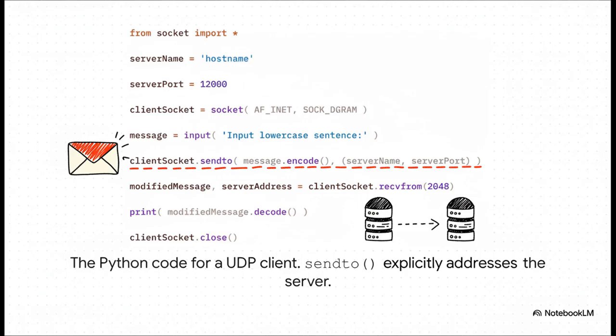Now, if we look at the actual Python code, you can see just how simple this is. The one line that does all the heavy lifting, the key moment, is right here. clientSocket.sendto, this is it. This is the exact moment our app drops that postcard in the mail. See how we pass in our message, and then we have to explicitly tell it the server's name and port number every time? That's really all it takes.